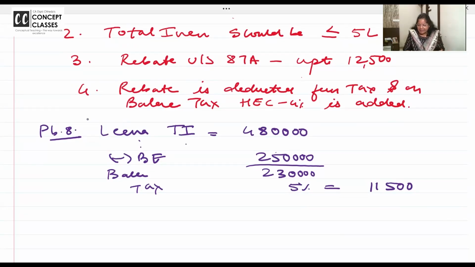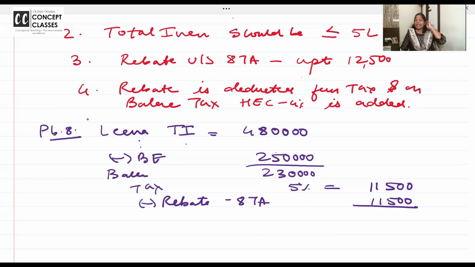Now pause. Leena, is she an individual? Yes. Is she resident? Yes. Is the total income less than 5 lakh? Yes. Shall we give her a rebate? It's like we are crowning her. We are giving an award. Crown pehno, gar jao. Rebate under section 87A. Up to how much?